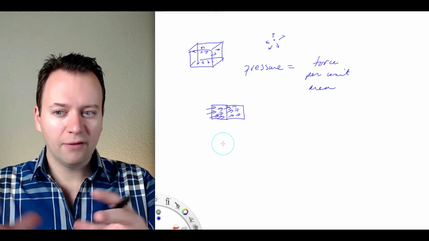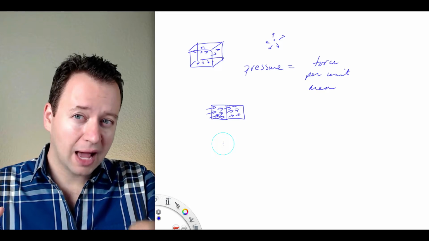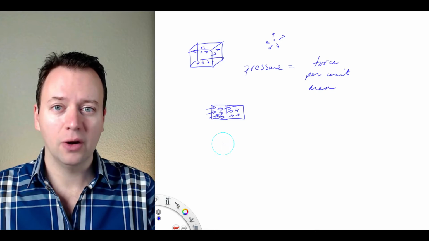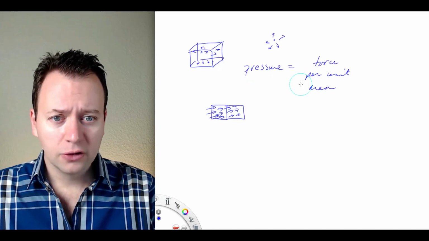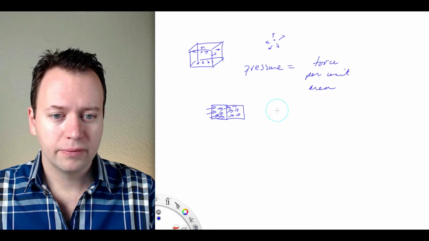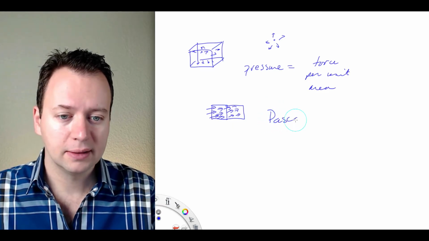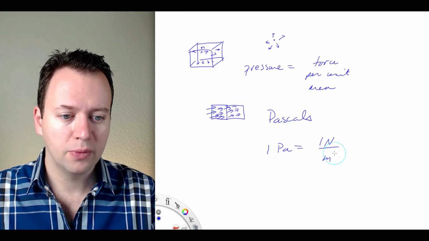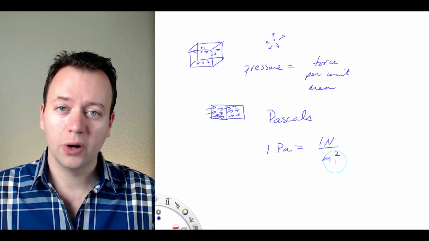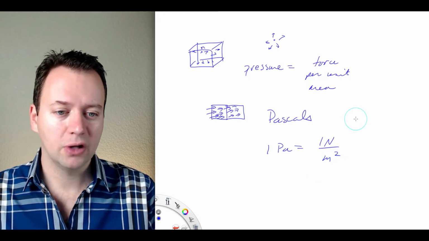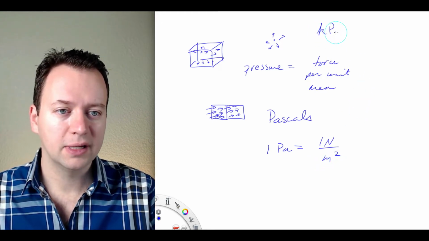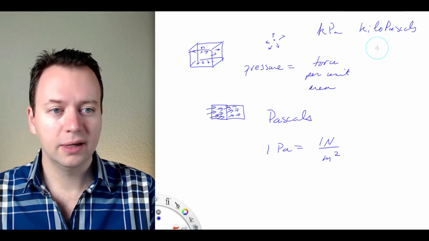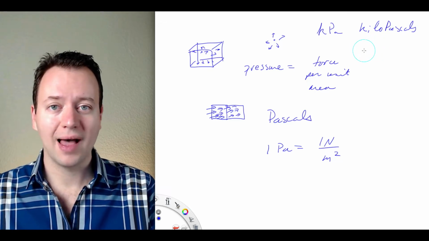So when you have a fluid in a container, it's going to exert this outward force on the container walls, which is the pressure times the area of the walls. Pressure is measured in units called pascals. So 1 pascal is equal to 1 newton per meter squared. So it's newtons per square meter, which has its own unit, pascals. Oftentimes we use kilopascals, where 1 kilopascal is, of course, equal to 1,000 pascals.